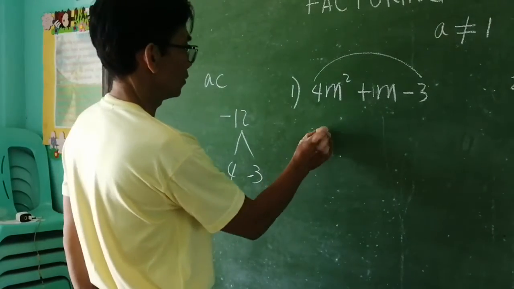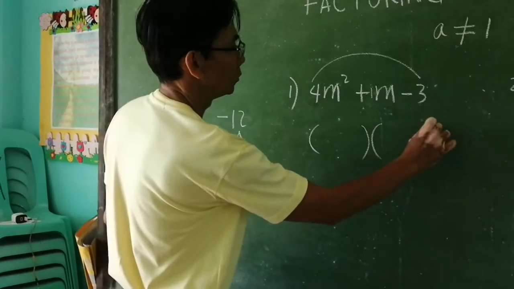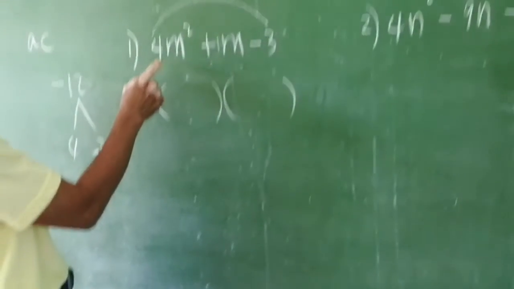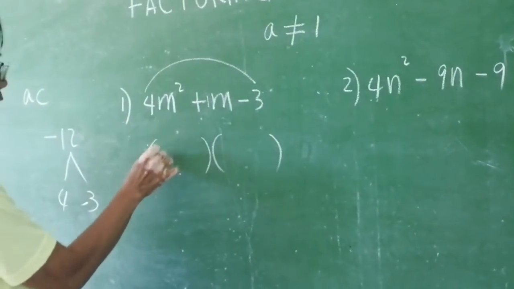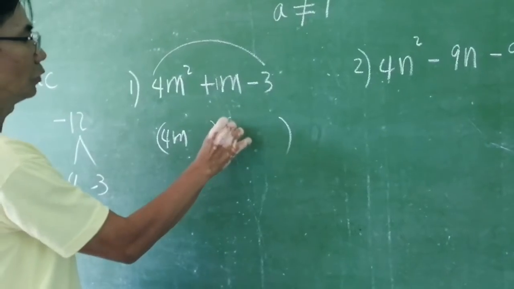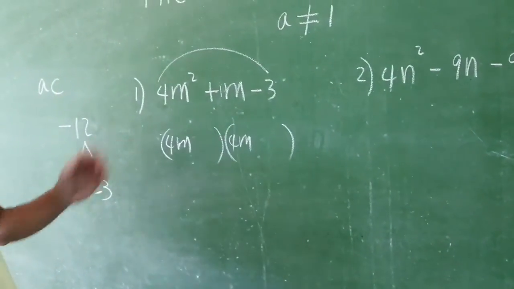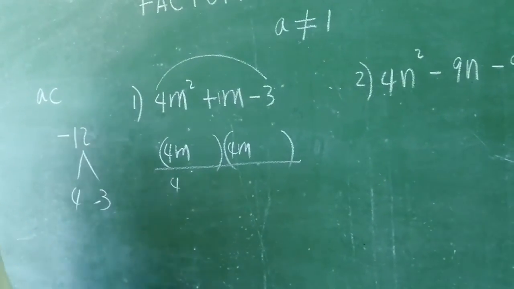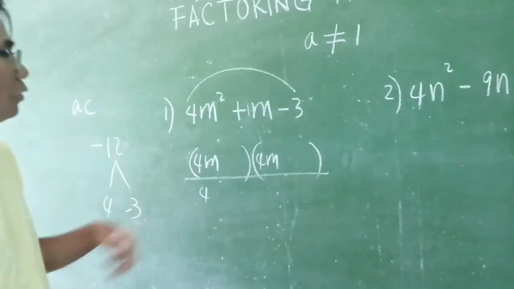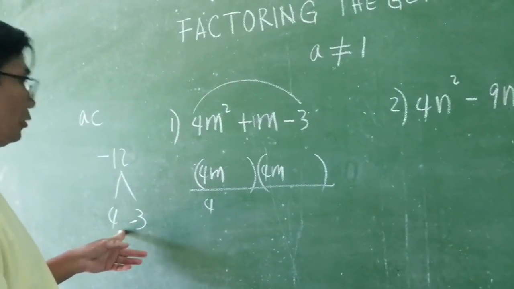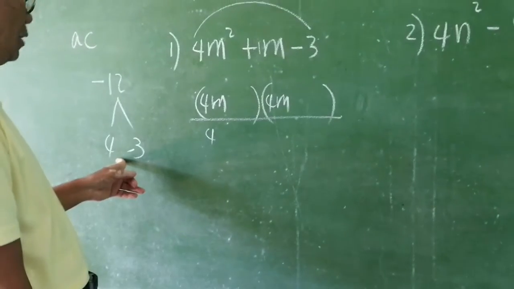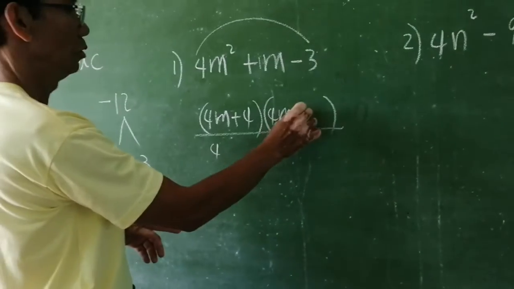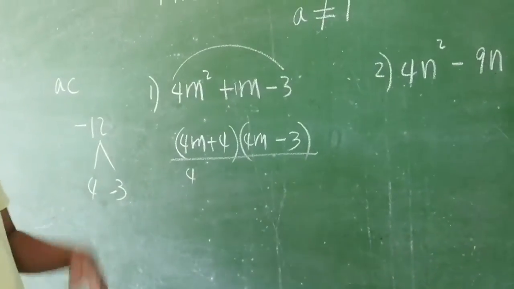So shall we do it this way? This is the way that we are going to do. Always put parentheses like that. Now we are going to have 4n from 4n squared, 4n here and 4n there. You will notice that it's the same, but do not forget that whatever a is, you also divide by that. So in here, over 4. Now use the factors here: plus 4 and negative 3. You can interchange that.